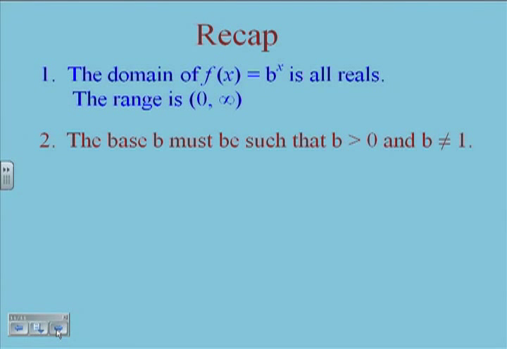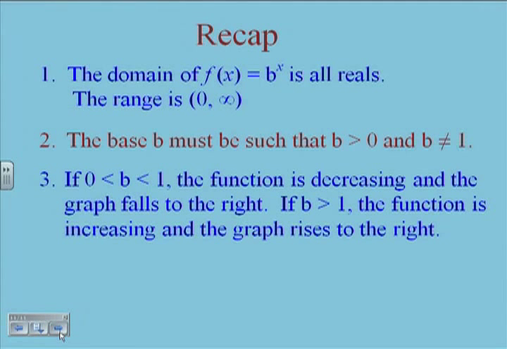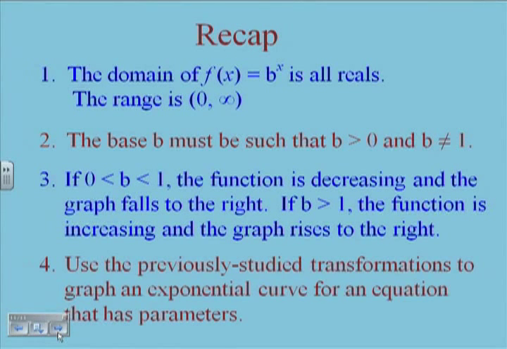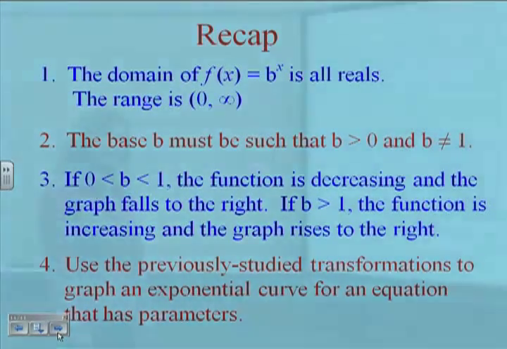The base b has to be greater than 0, and it can't be 1. If it is between 0 and 1, your function is going to be decreasing as you head off to the right. The graph is falling as you go off to the right. And if b is greater than 1, we're going to be growing. And of course, the bigger b is, the faster it grows. And then, of course, use those previously studied transformations to do all your graphing, okay?